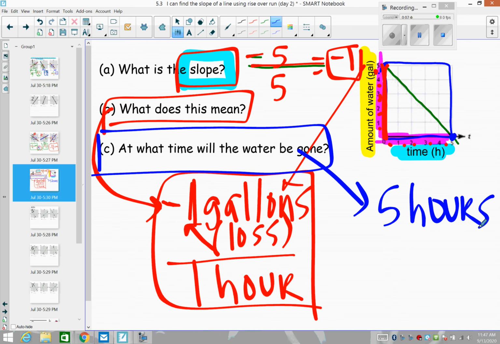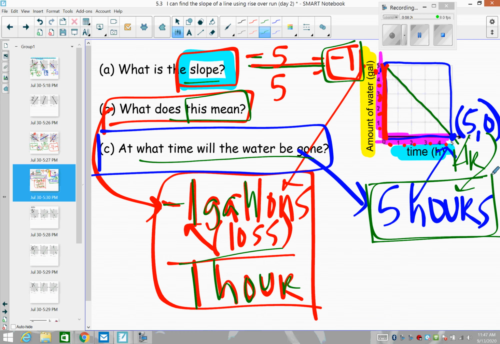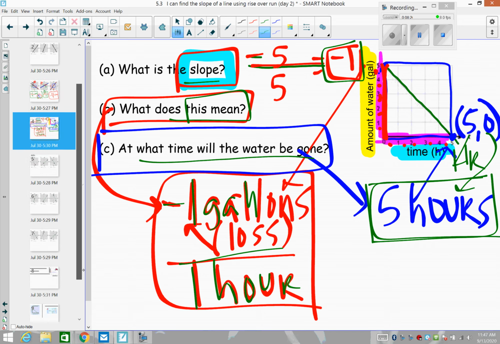Just mental math says that each hour is a gallon gone. But you also can see very clearly on the graph that right here, that's the amount of water, that's the coordinate 5, 0. So at hour 5, there's no water in the tank. So 5 hours. So what is the slope? Negative 1. What does it mean? It means that we're losing a gallon of water per hour. And at what time will the water be gone? At 5 hours, water's gone. So this is how we would apply it to a real world situation using kind of all the same skills we've been doing recently in mathematics.